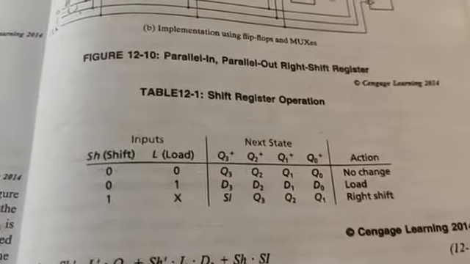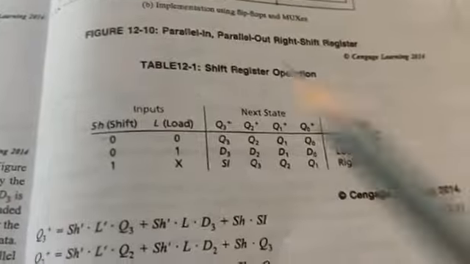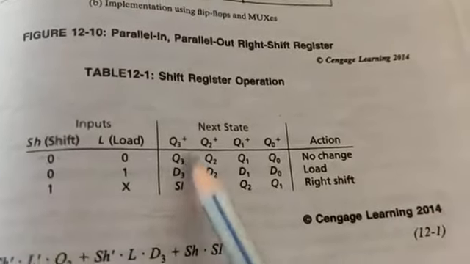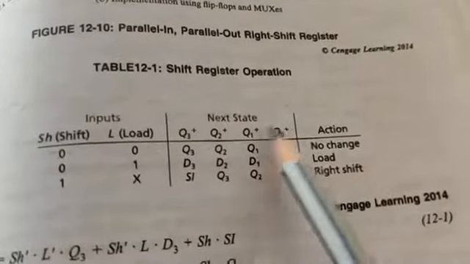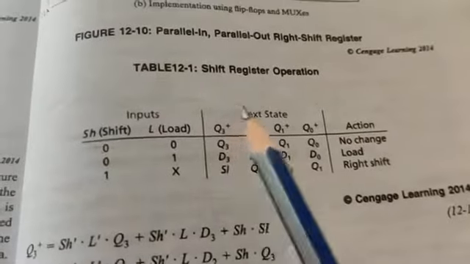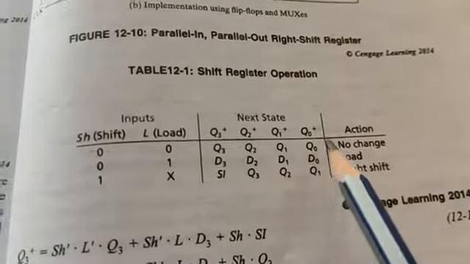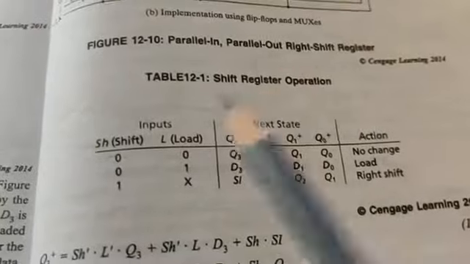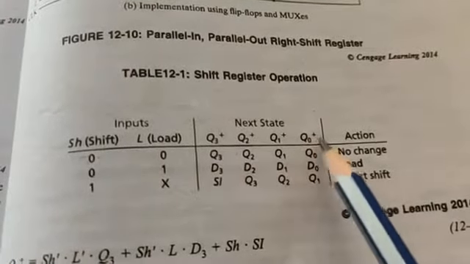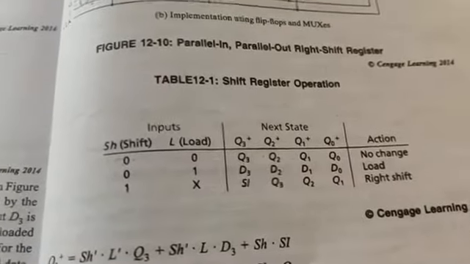Retaining its previous state is nothing but whatever data is already present in the flip-flop being sent to the output. Q3 will be sent to output, Q2 will be sent to output, Q1 will be sent to output, Q0 will be present. So Q3, Q2, Q1, Q0 refers to the present data. Q3 plus, Q2 plus, Q1 plus and Q0 plus refers to the next data.